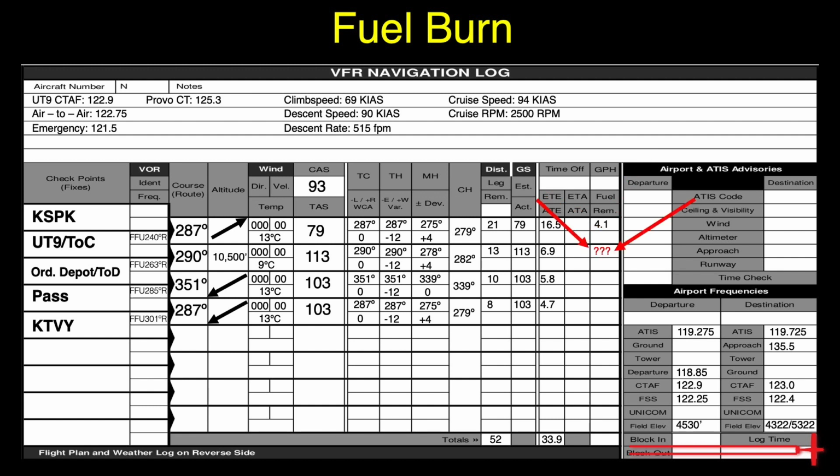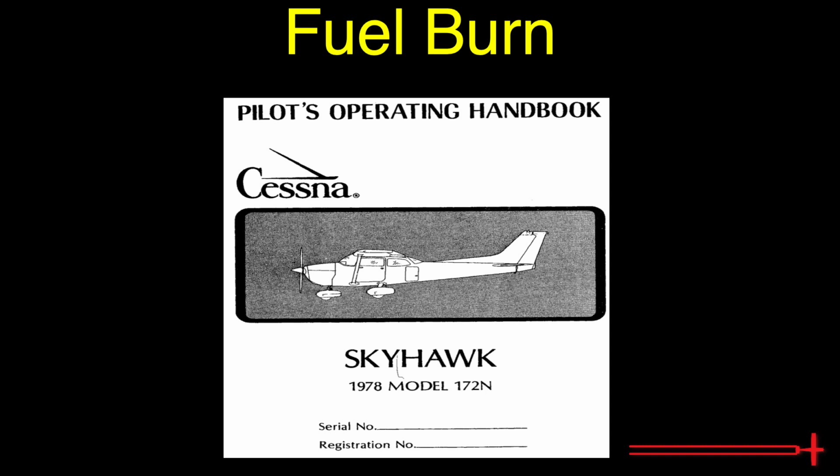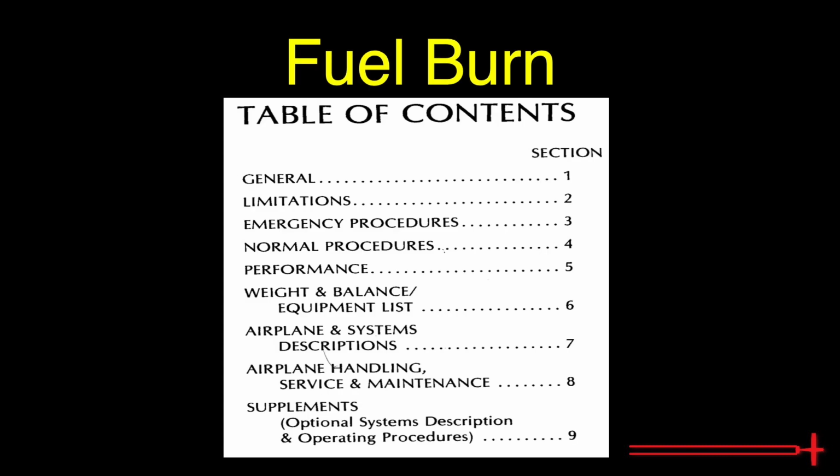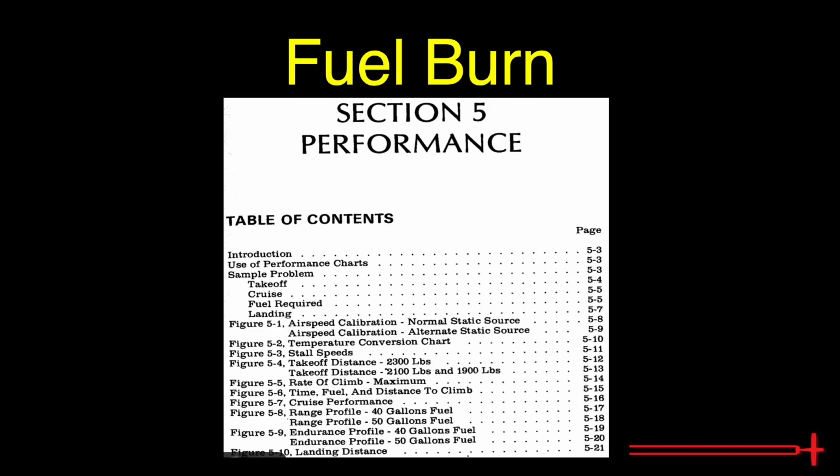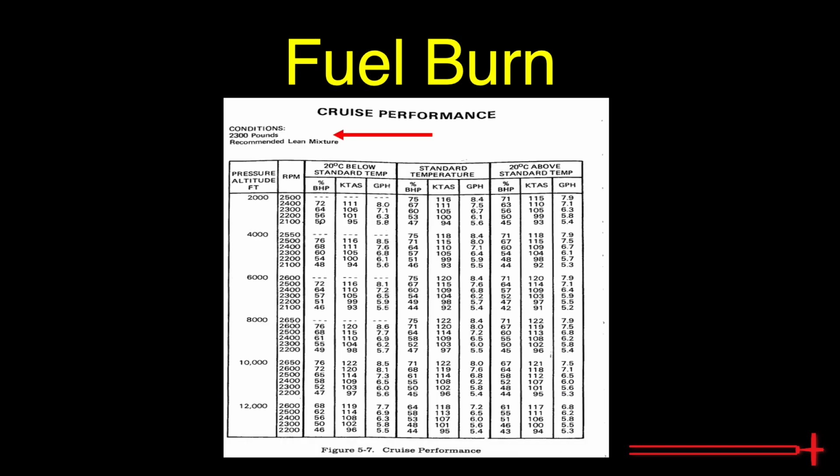In order to find fuel burn during cruise, we refer to our aircraft's POH. In today's video, we'll be using a 1978 Cessna 172 November model. Beginning with the table of contents, look for the performance section. Once we've turned to section 5, we can check the table of contents there to find the cruise performance chart. Remember to read the notes before beginning.